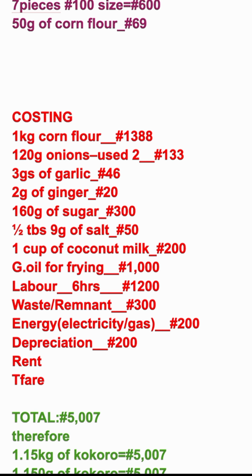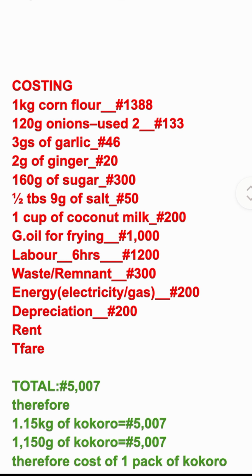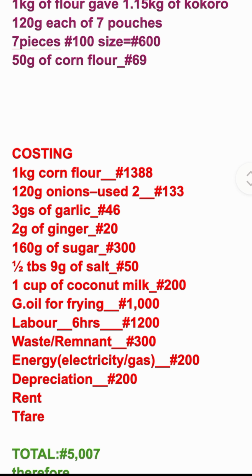So my groundnut oil for frying, a bottle is now almost 2000 naira. Though you cannot finish a bottle of groundnut oil to fry 1 kg of corn flour or 1 kg of kokoro. And if you buy your groundnut oil in large quantities, you know the price is also going to reduce. So approximately, the amount I use for frying, let me just say 1,000 naira, the amount of oil I use for frying.